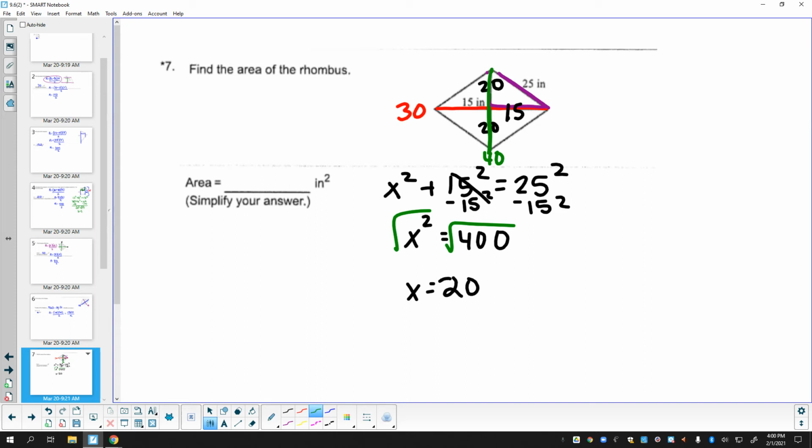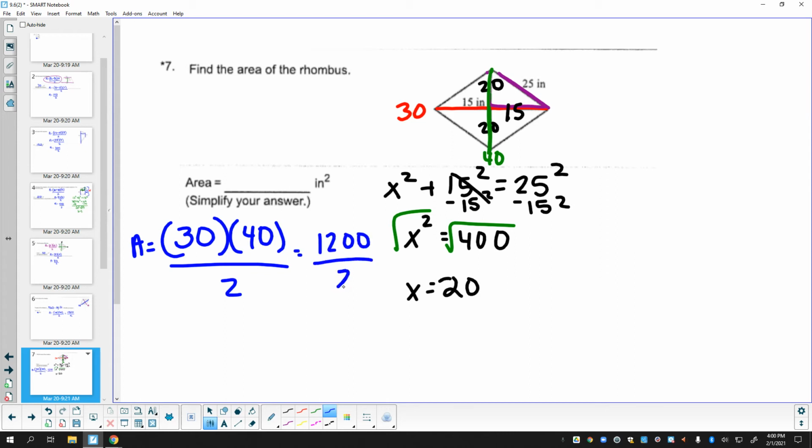So when I'm thinking about finding the area, I'm going to be taking 30 times 40, my two diagonals, and then I'm going to take half of that, divided by 2. So 30 and 40, that's going to give me 1,200. If I divide 1,200 by 2, that's going to give me an area of 600 square inches, or inches squared.